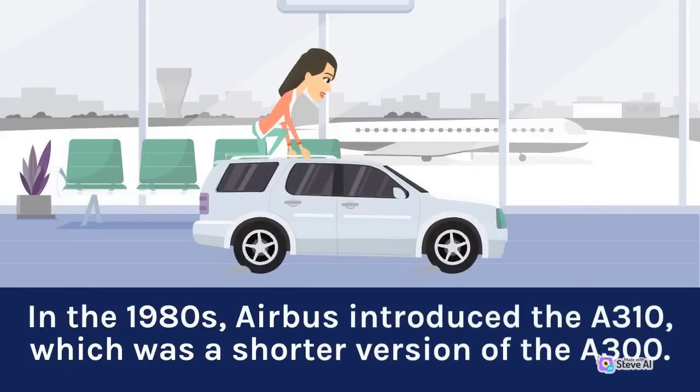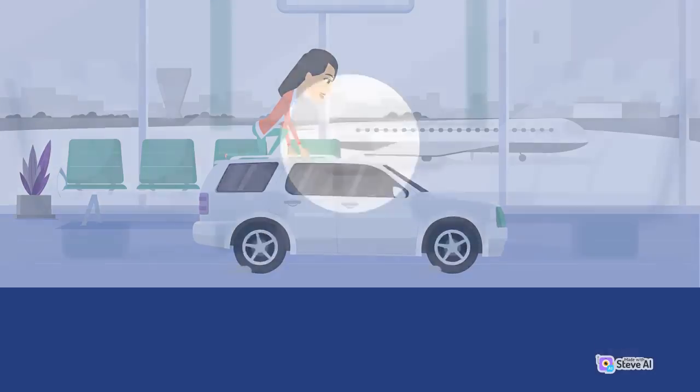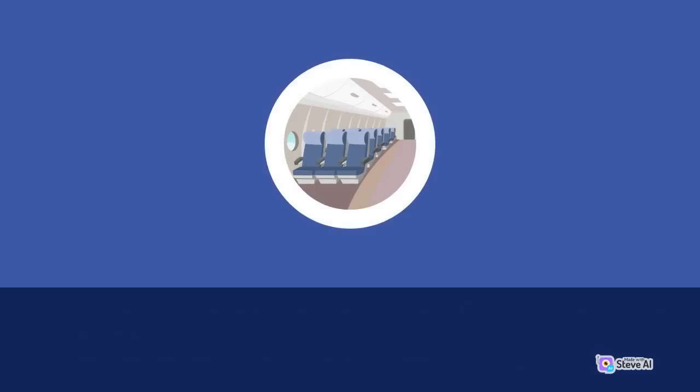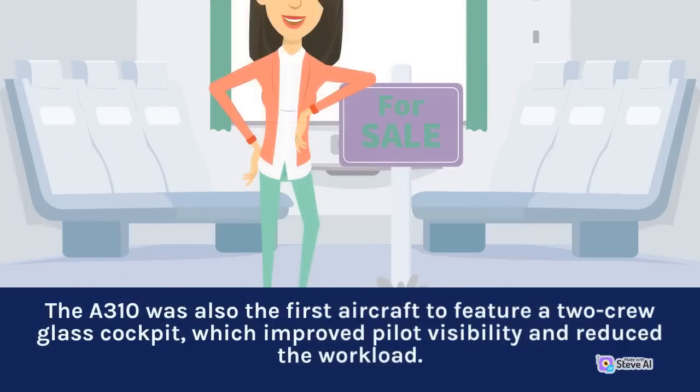In the 1980s, Airbus introduced the A310, which was a shorter version of the A300. It had a seating capacity of up to 220 passengers and was designed for medium-range flights. The A310 was also the first aircraft to feature a two-crew glass cockpit, which improved pilot visibility and reduced the workload.